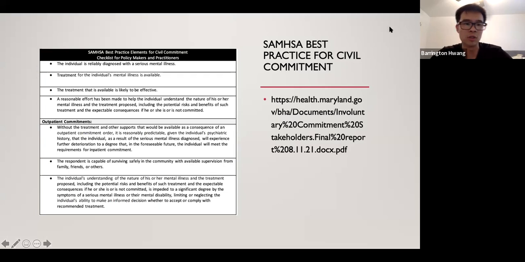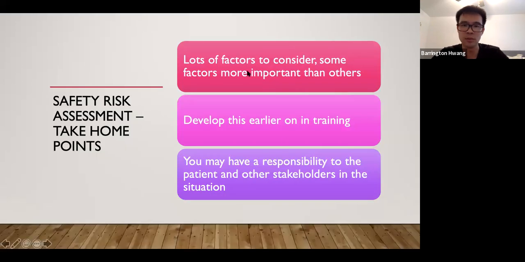Some states are more conservative or liberal than others. So just talk about what your institutional culture is, and learn about that. Enough about patients. Okay, so take home points: lots of factors, continue to develop safety risk assessment, and you have to consider a lot of things, not just the patient's stated interests in these situations.